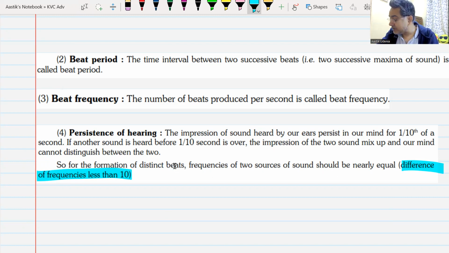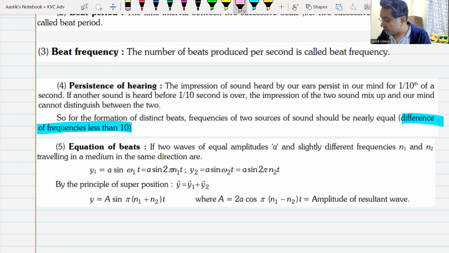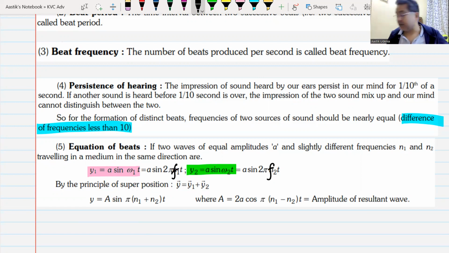The other thing, which may not come but is good for your understanding, is the equation of beat. To understand how you get it, we have taken two sound waves. Y1 is A sin(2π F1 t); the amplitude is kept the same, but the frequency is different. The second wave is Y2 = A sin(2π F2 t). When they superimpose, the resultant wave is given by Y1 plus Y2.